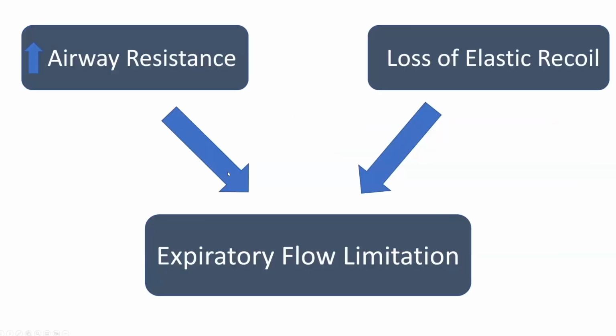So with increased airway resistance, resistance is the direct competitor of flow. So as airway resistance increases, your inspiratory and your expiratory flow will subsequently drop. And with loss of elastic recoil, the pressure that the alveoli can generate to get airflow out of the lungs at the end of a tidal breath is also diminished.